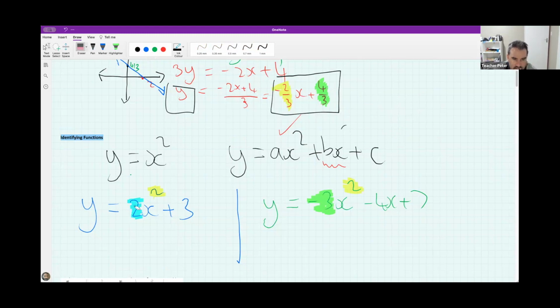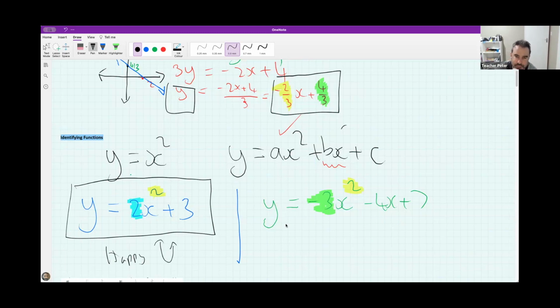What effect does the 2 have on this parabola? Is it happy or unhappy? Pop your answer in the chat. So is the blue graph happy or unhappy? It's happy, yes. So the A value affects the shape of the graph, whereas this one, the shape of the graph would be unhappy. I said that informally, but basically if A is less than 0, it's unhappy. If A is greater than 0, it's happy. So that's the one thing that's different.